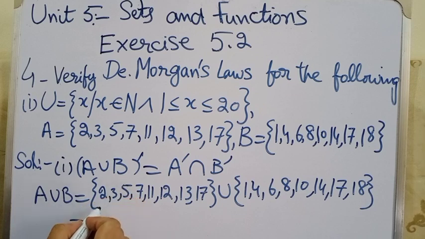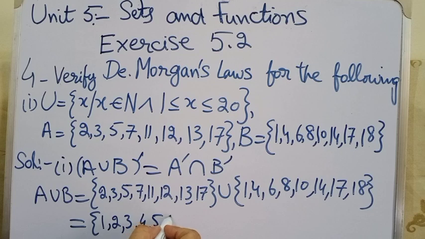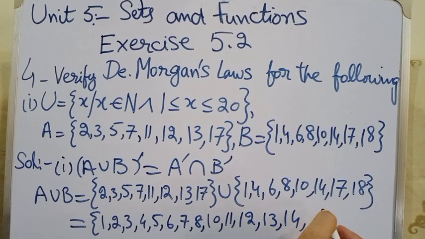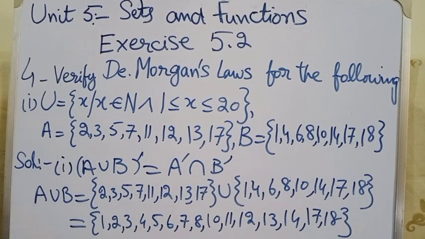All elements of both sets, we arrange them in ascending order: 1, 2, 3, 4, 5, 6, 7, 8, 9 is missing, and then 10, 11, 12, 13, 14, 15, 16 is again missing, 17 and 18. These are all elements of A union B.